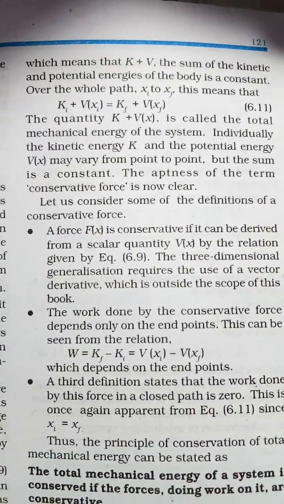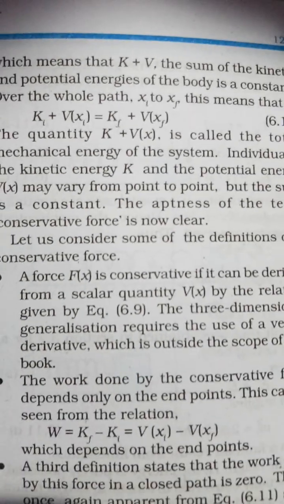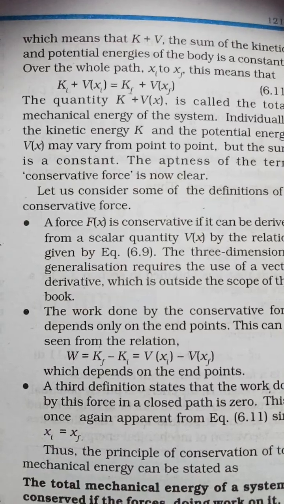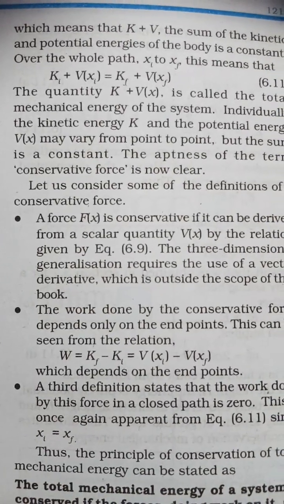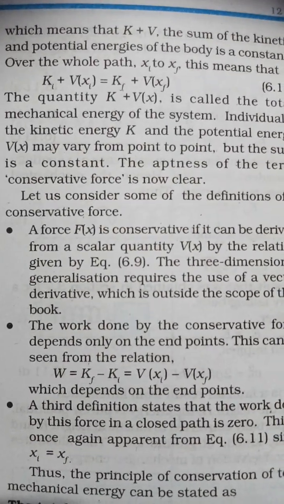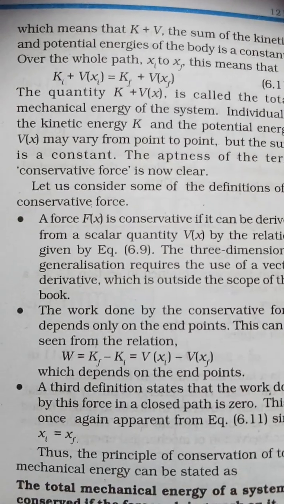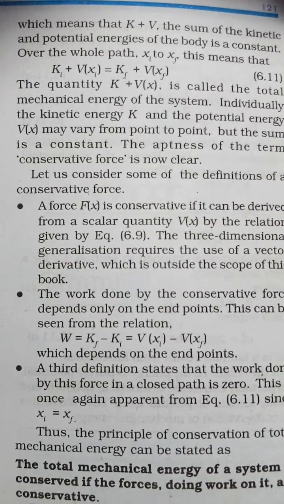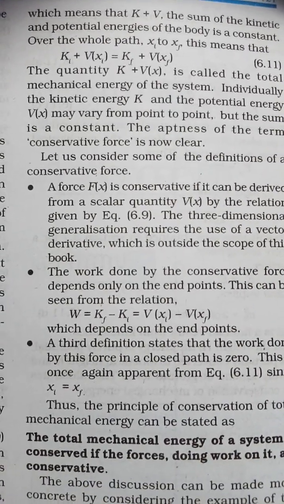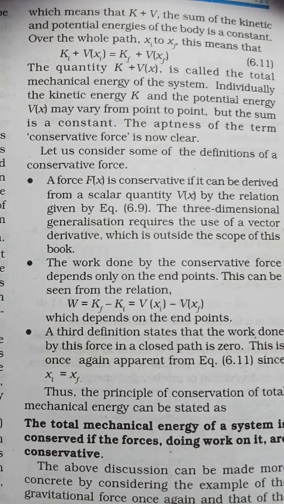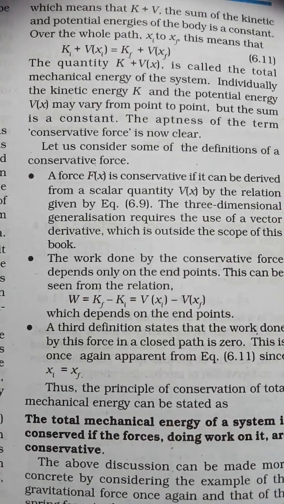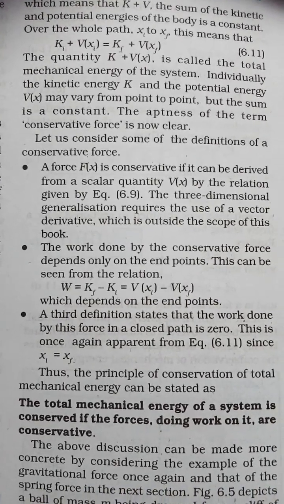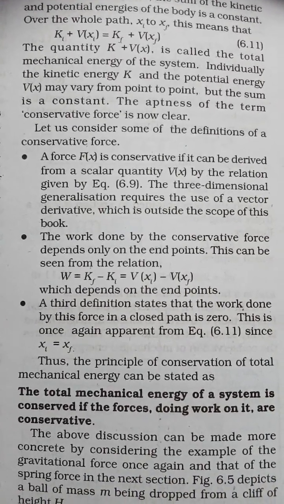over the whole path from xi to xf. This means that Ki plus V(xi) is equal to Kf plus V(xf), equation 6.11. The quantity K plus V(x) is called the total mechanical energy of the system. Individually, the kinetic energy K and the potential energy V(x) may vary from point to point, but the sum is constant. The aptness of the term conservative force is now clear.